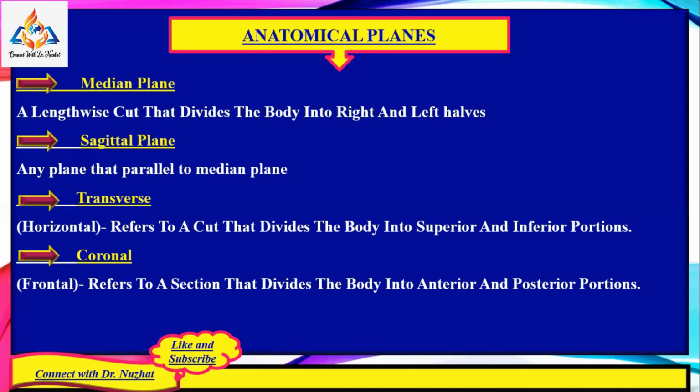Next one is the transverse plane, also known as the horizontal plane, which refers to a cut that divides the body into superior and inferior portions of the body. The fourth one is the coronal, also known as the frontal plane, which refers to a section that divides the body into anterior and posterior portions.